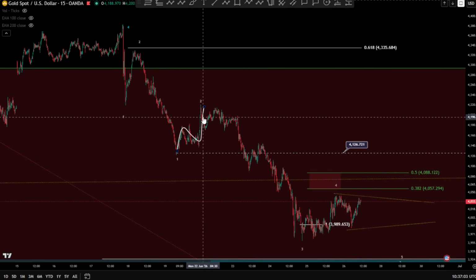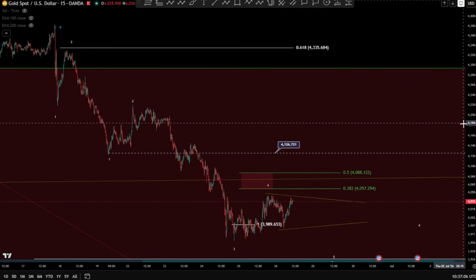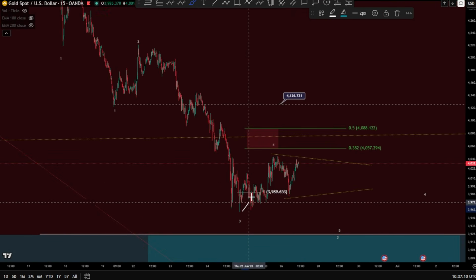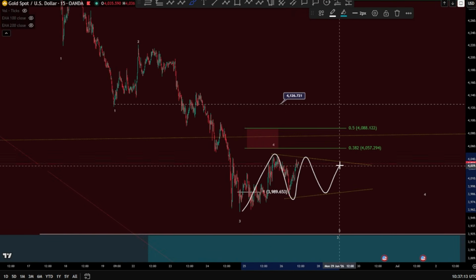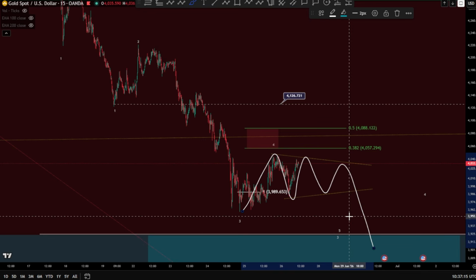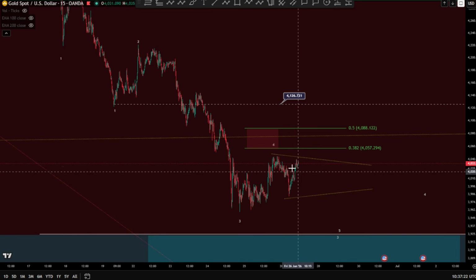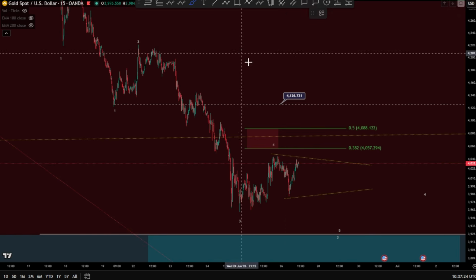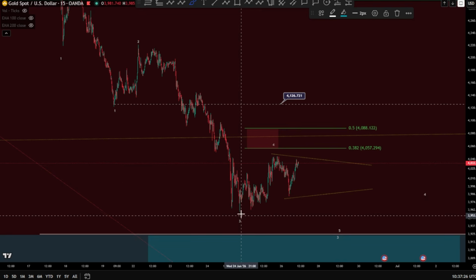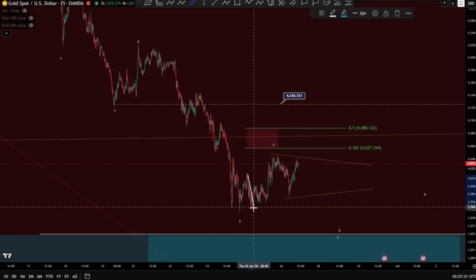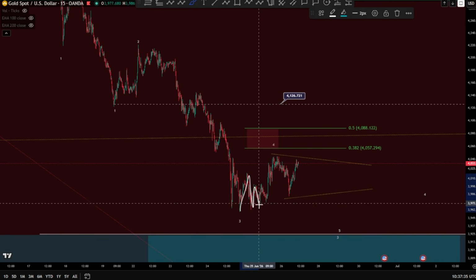So the probability here for the gold is a potential triangle formation, meaning it can be here an A, B, C, D, and an E, taking a little bit longer time before we continue the drop for a wave 5 downward. Now, why I doubt a little bit something higher than this is because the formation here of an A, B, and a C can very likely be given in a triangle for a wave B. So this is your A, B, C, D, and an E.